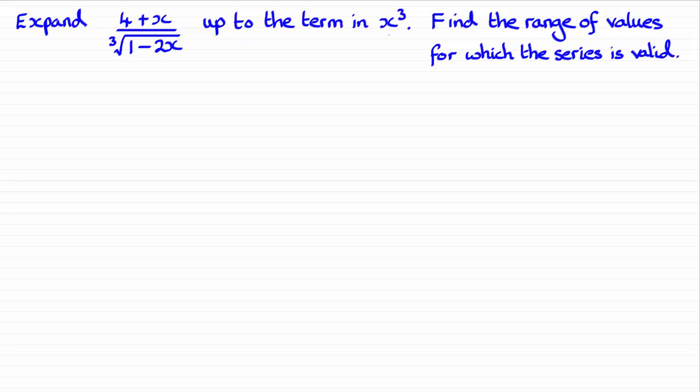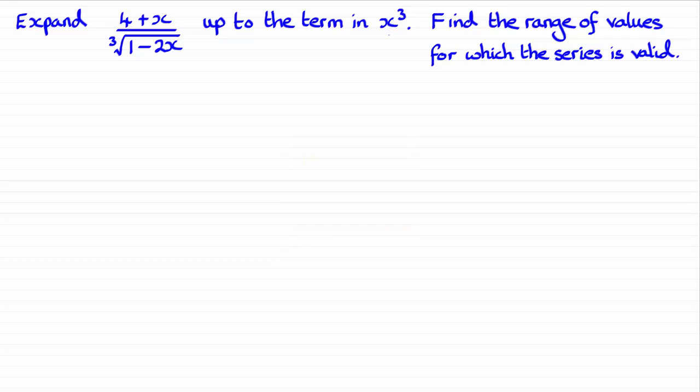So here's an example that you might like to try. We've got to expand 4 plus x all over the cube root of 1 minus 2x. Expand it up to the term in x cubed and find the range of values for which the series is valid. So as usual, just give you a few moments to pause the video if you want to have a go, and then when you come back I'll take you through the worked solution. Okay, welcome back then if you had a go. Let's take a look at the solution.